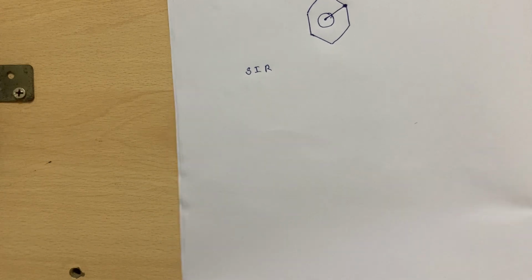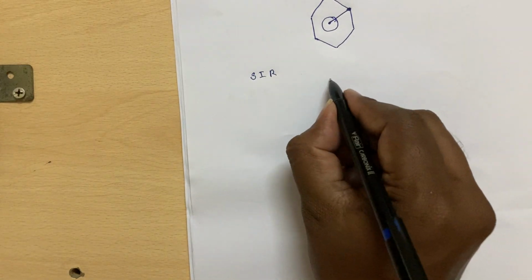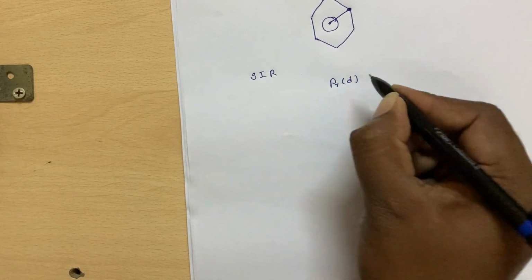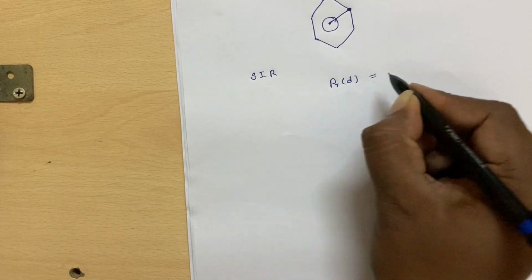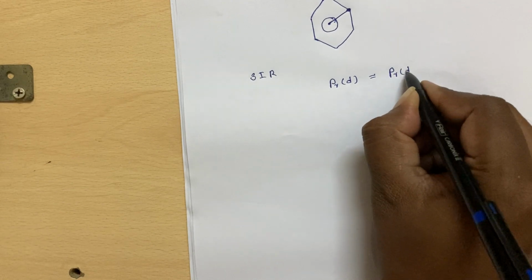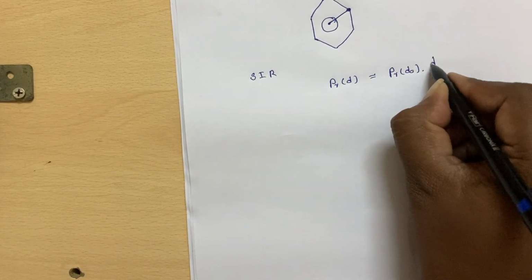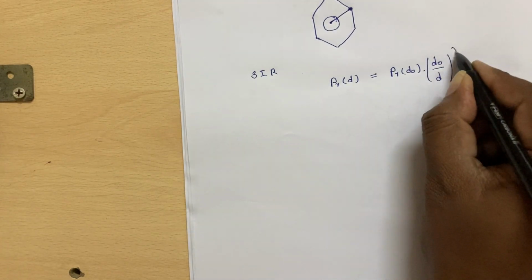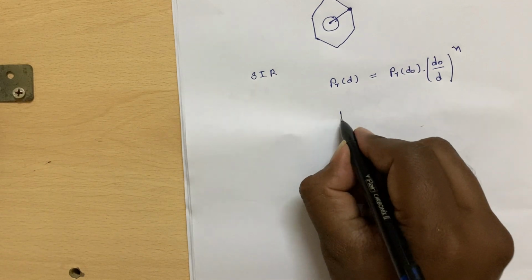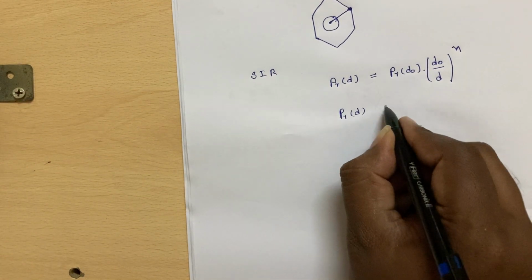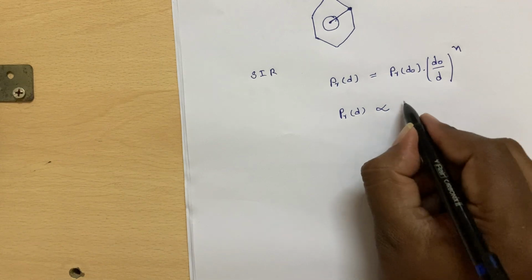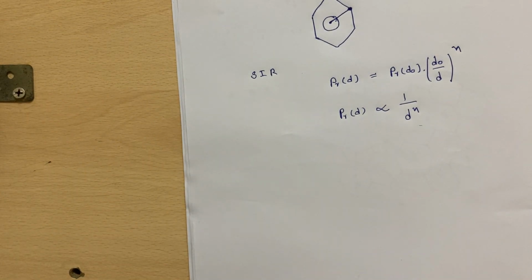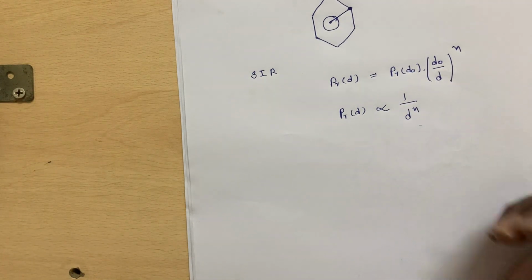So we know the received power calculations that we discussed in the first class: the received power at any distance d is equal to P_R(d0) into (d0/d)^n, where n is the path loss exponent. Or you can write this as P_R(d), which is inversely proportional to 1/d^n. Either you can have an exact equation like this or you can have it like this.